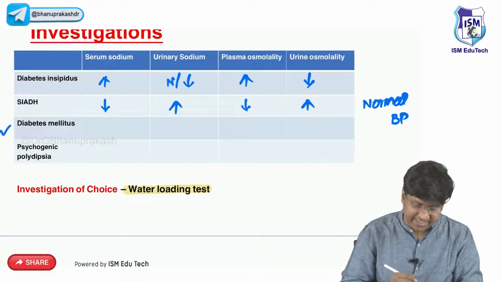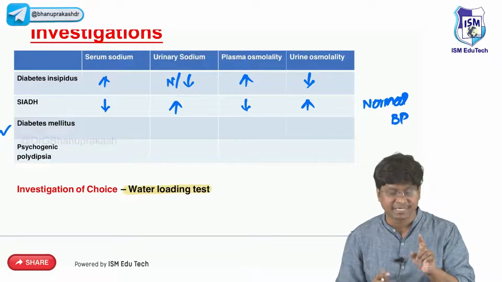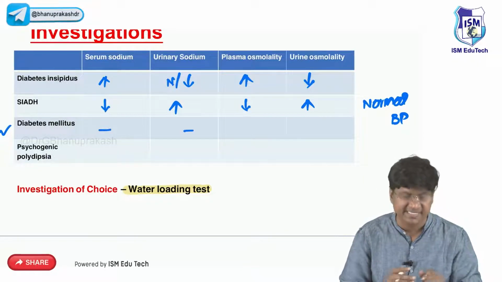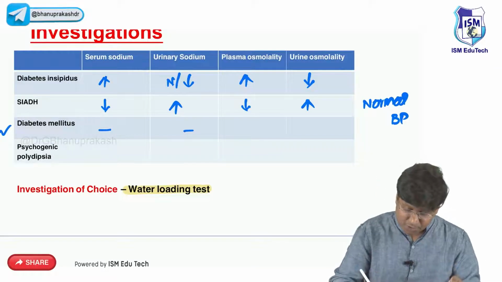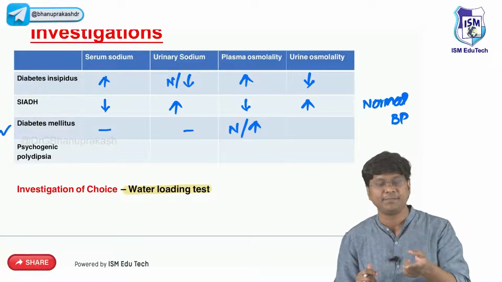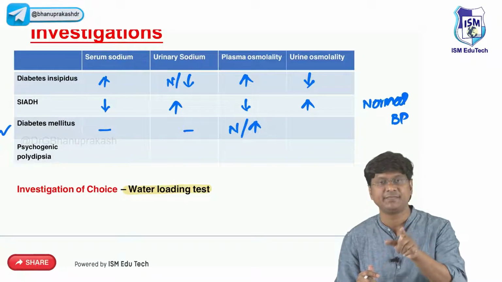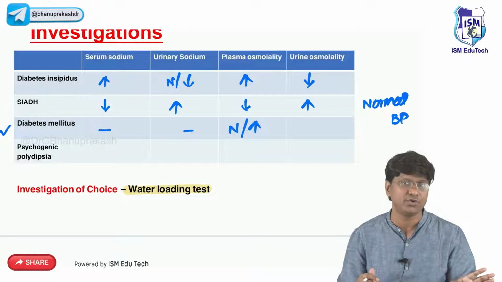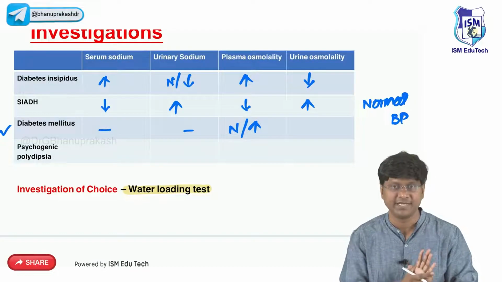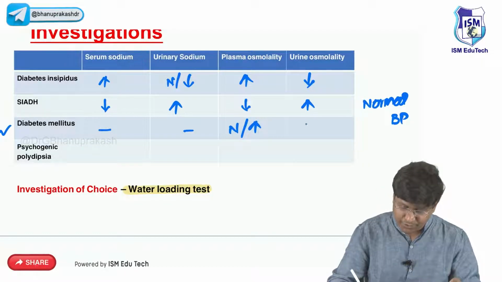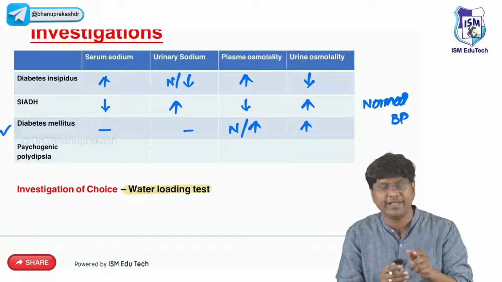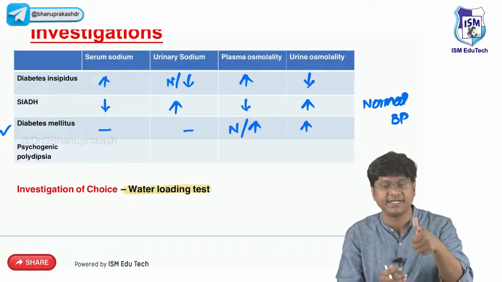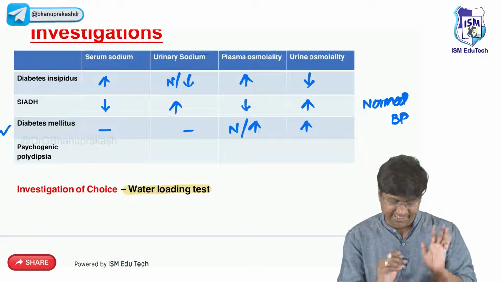Then what about in diabetes mellitus? In diabetes mellitus, we don't discuss much about the serum sodium or urinary sodium because they remain normal, but the plasma osmolality remains normal or increased. When do you think that the plasma osmolality will be increased? That is in patients with hyperosmolar non-ketotic coma. There, the plasma osmolality increases. And what will happen to urine osmolality? The urine osmolality increases. Why? Because the urinary glucose levels are increased in patients with diabetes mellitus.